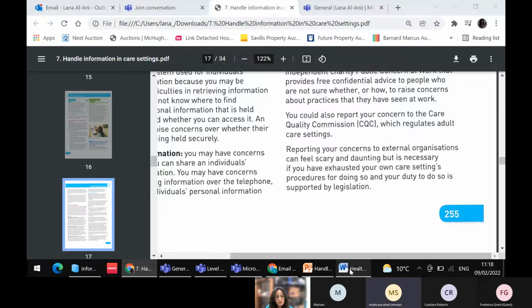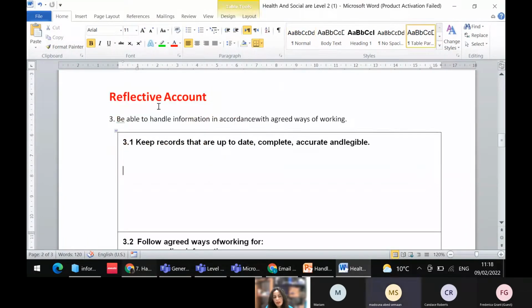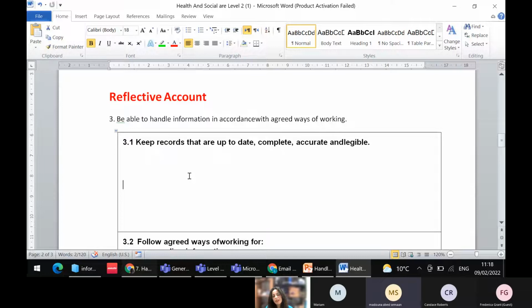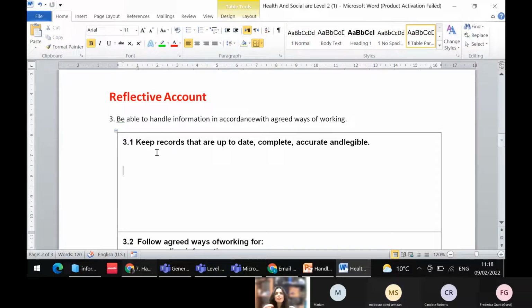Now let us go to reflective account. Whenever you see reflective account, it's all about me. Each one of you has to talk about yourself. Don't talk about the organization in general. So now, first of all, 3.1, keep records that are up to date, complete, accurate, and legible. So how would you keep records? It's all about you now.